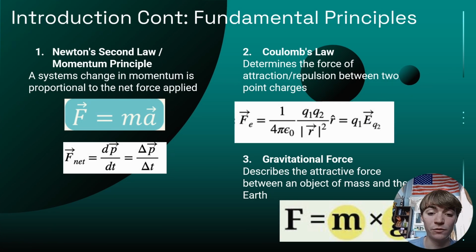Now, for the fundamental physics principles involved in this lab, they are again the same as the last lab. We have Newton's second law, which says a system's change in momentum is proportional to the net force applied, or F equals ma. Coulomb's law, which determines the force of attraction or repulsion between two point charges, with that equation there. And then gravitational force describes the attractive force between an object's mass and the Earth, or F equals mg, which we know is opposite to the Coulomb force here, especially when we use the distributed line model, because they're equal and opposite on the piece of tape.